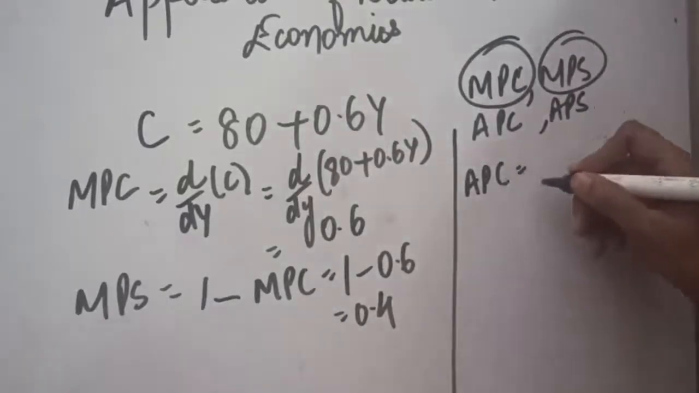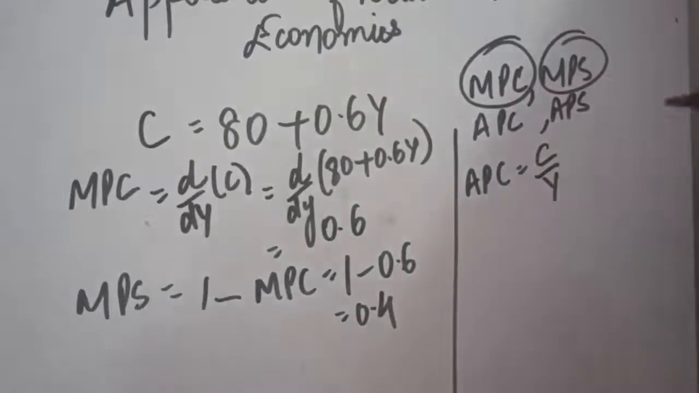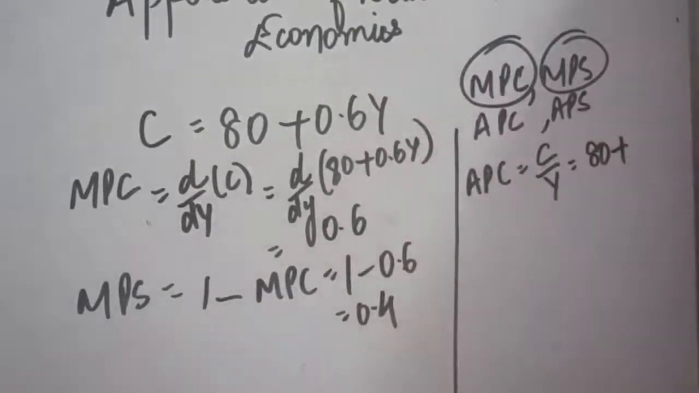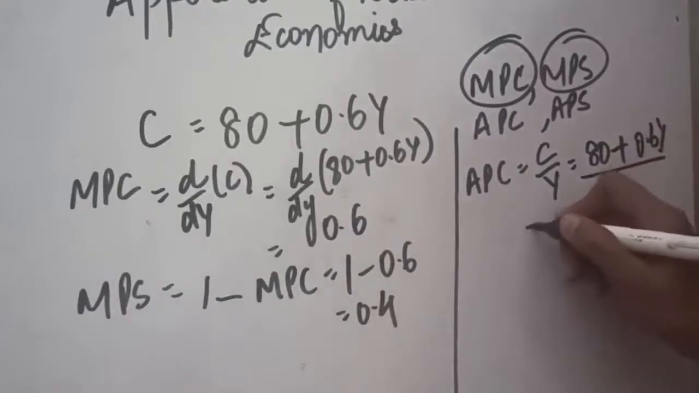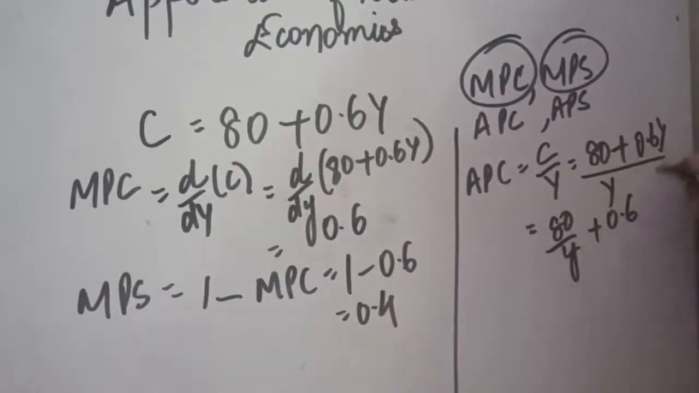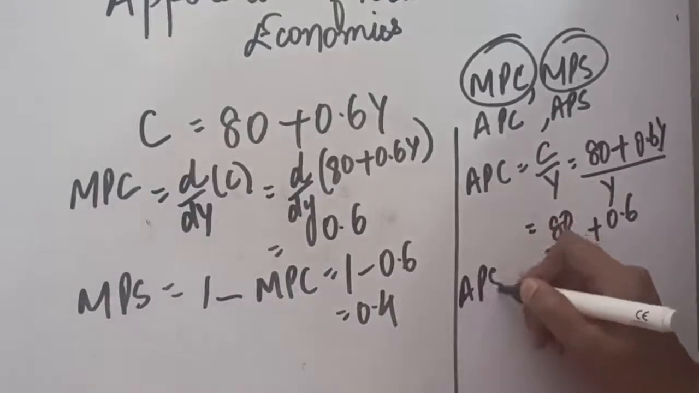Coming to APC, that is average propensity to consume. The formula for APC we have written is C divided by Y. C has been given in the question, that is 80 plus 0.6y, divided by y. If we take the division individually, it will be 80 over y plus 0.6, as y by y cancels.